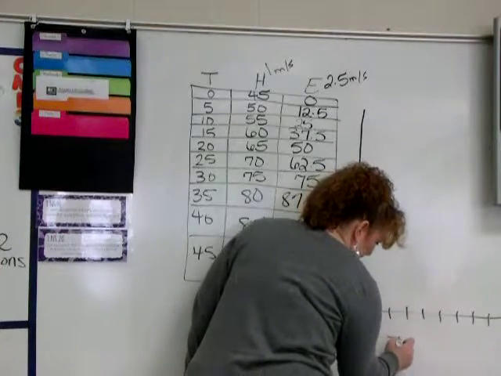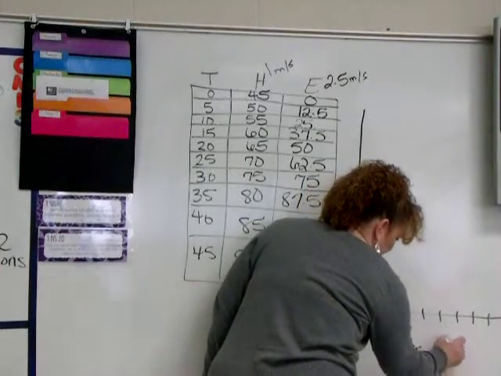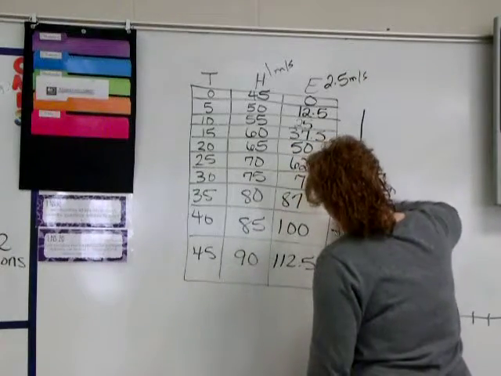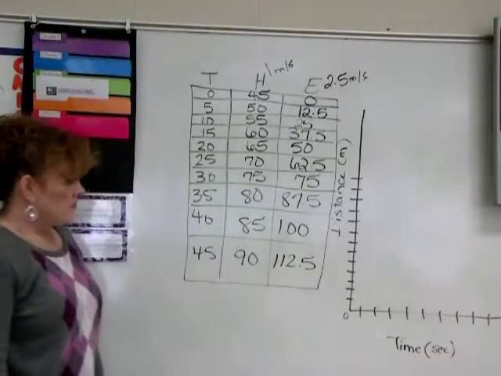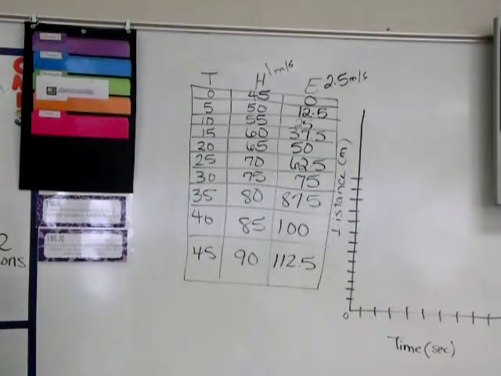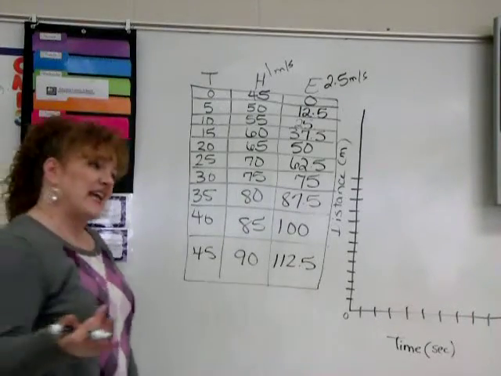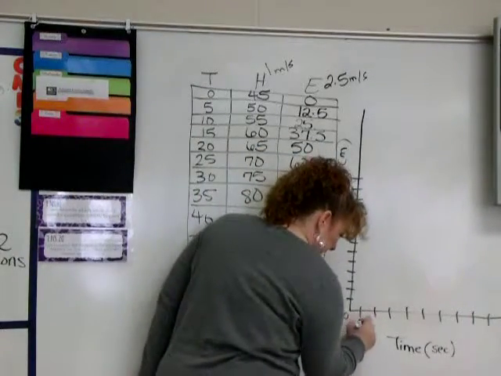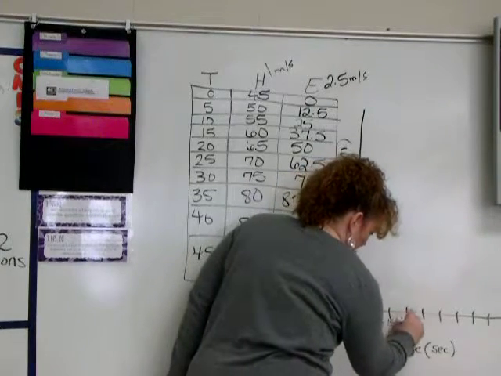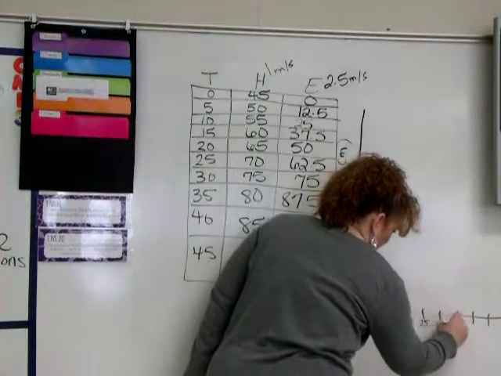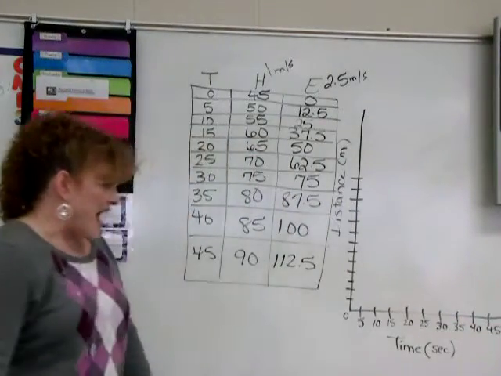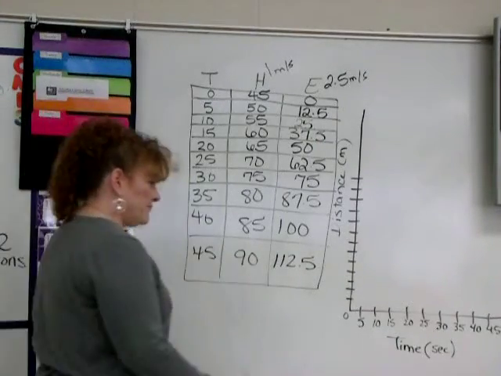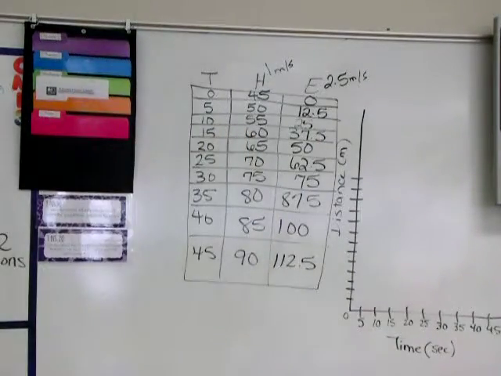Across the bottom, that's time in seconds. Up the side, that is distance in meters. I would number across the bottom maybe every 5 seconds with the amount of space that they gave you. And then up the side, I would go about every 10 meters.